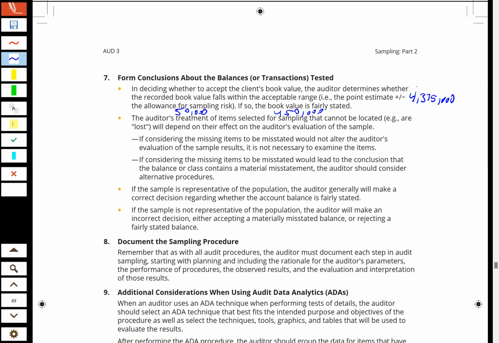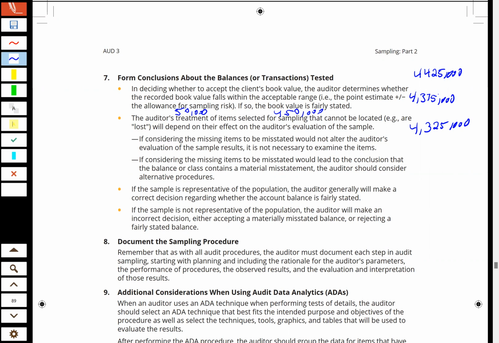50,000 plus 4,375,000 is how much? 4,425. Okay, good. And if I subtract the 50,000, it is 4,325. Okay, so I should have added and subtracted it to the point estimate. I think I did it to the book value, and that's causing the confusion.